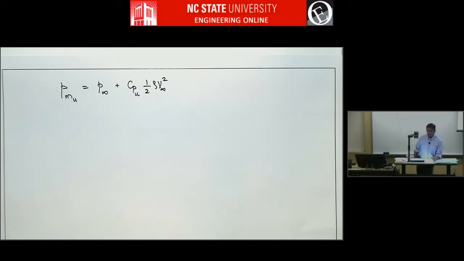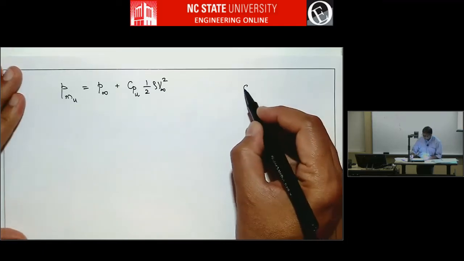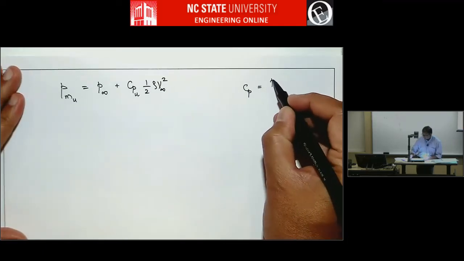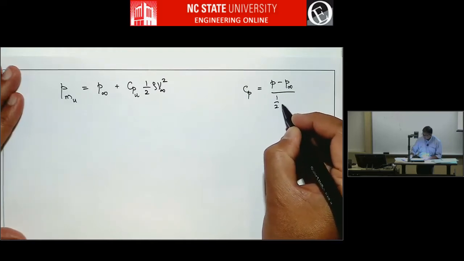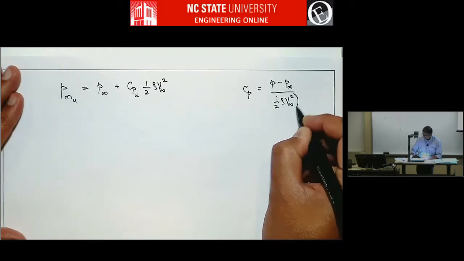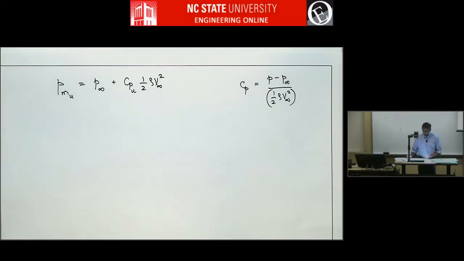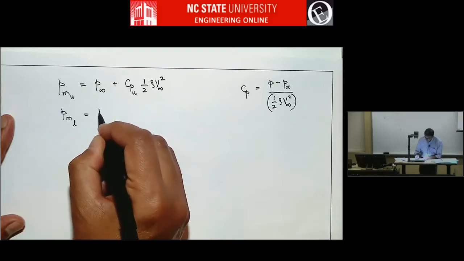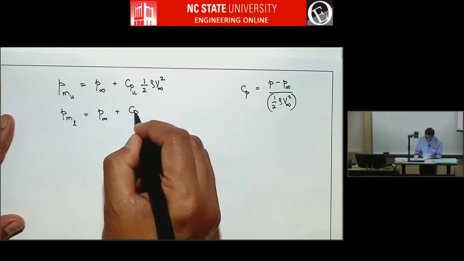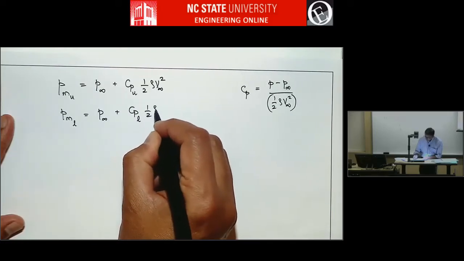Right, so this is straightforward, and the reason is because we define Cp at any point as pressure at that point minus P infinity over half rho V infinity squared. Likewise, PML is P infinity plus CPL half rho V infinity squared.